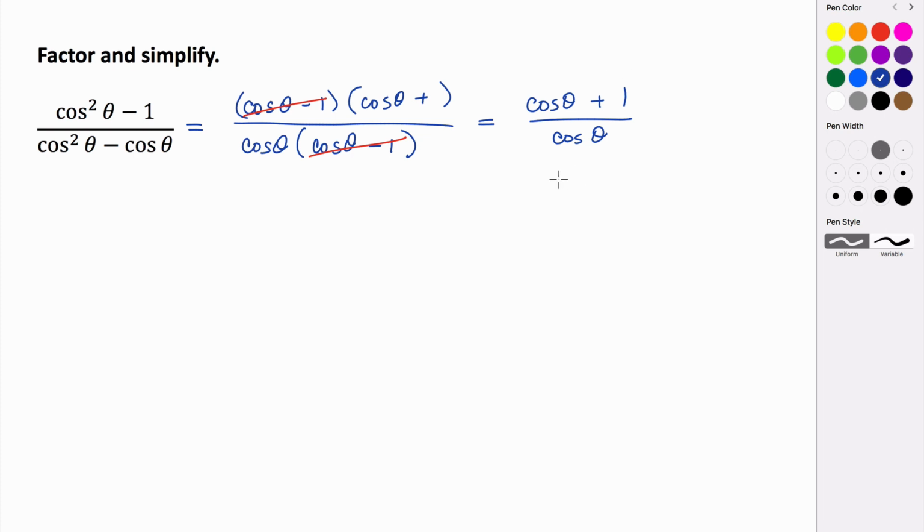We can simplify this a little bit more. So we can break this into 2 different fractions with a common denominator. So the first one is going to be cosine of theta divided by the cosine of theta, and that's going to be added to 1 over the cosine of theta. We know that cosine of theta divided by cosine of theta is just 1. And then 1 over the cosine of theta is the secant of theta. So this whole thing simplified to be just 1 plus the secant of theta.